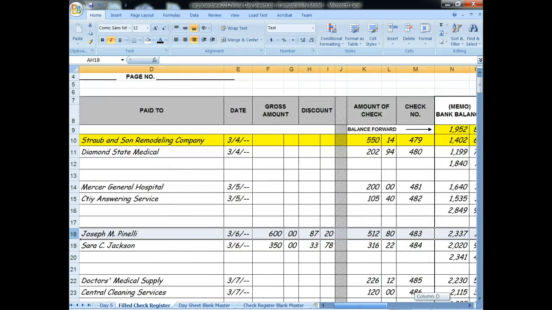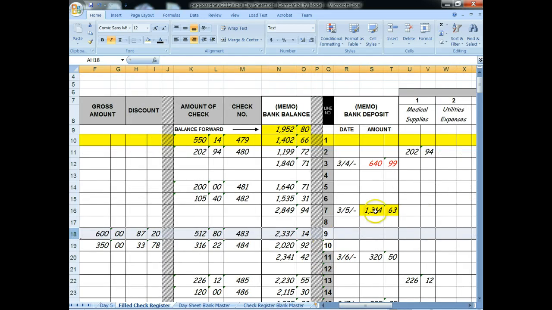Then, again, make sure you put in day 2's deposit, deduct the $512.80 from the bank balance from day 2, and you should come up with $2,337.14. Okay, that will conclude the screencast for today on payroll.